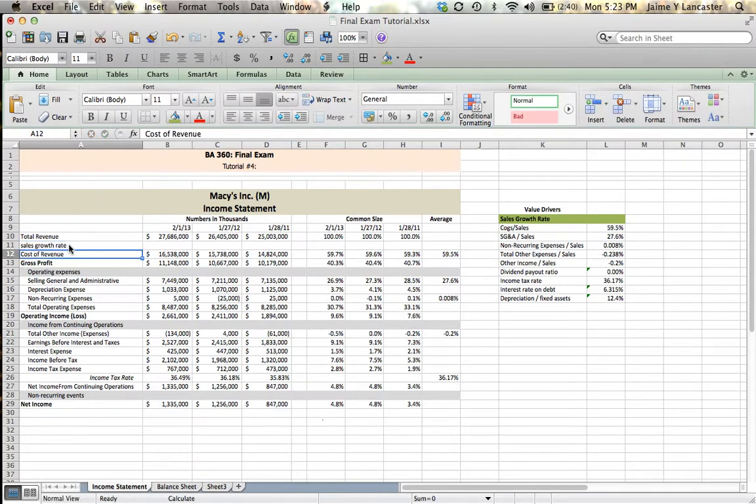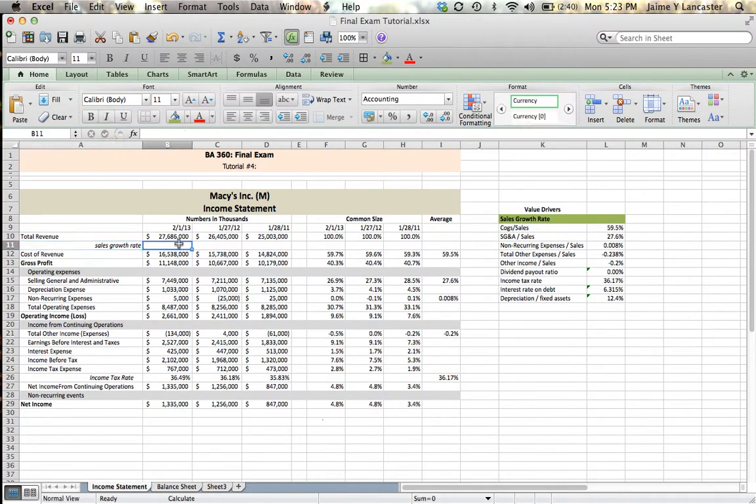And I'm putting a line in my income statement, but I want to know that that line is not part of the income statement, right? It's just a placeholder. It's something that I'm using to calculate a value driver, right? So I'm calling it sales growth rate. I'm going to italicize it and align it to the right. So I've got a right side alignment in italic font.